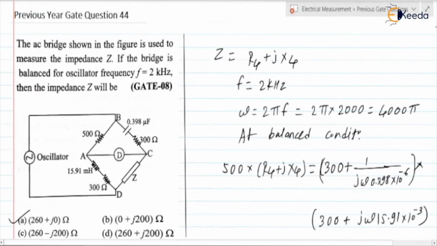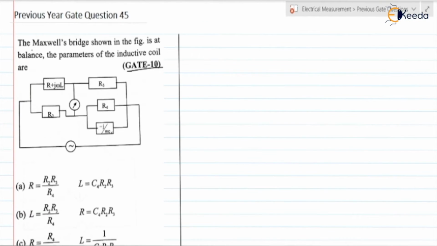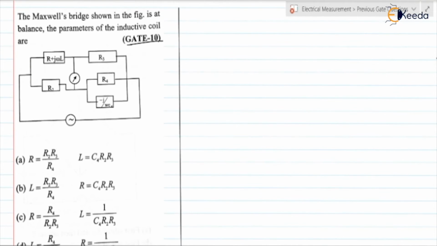So this is about the previous year GATE question number 44. Previous year GATE question number 45. Let us read the question. The Maxwell's bridge shown in the figure is at balance. The parameters of the inductive coil are, okay, they have asked about the inductive coil parameters, that is the R and the L values, okay.